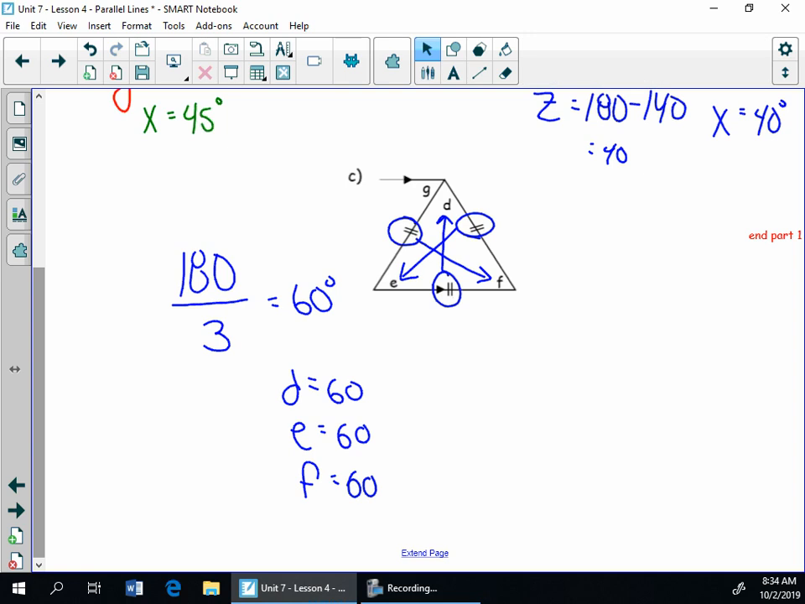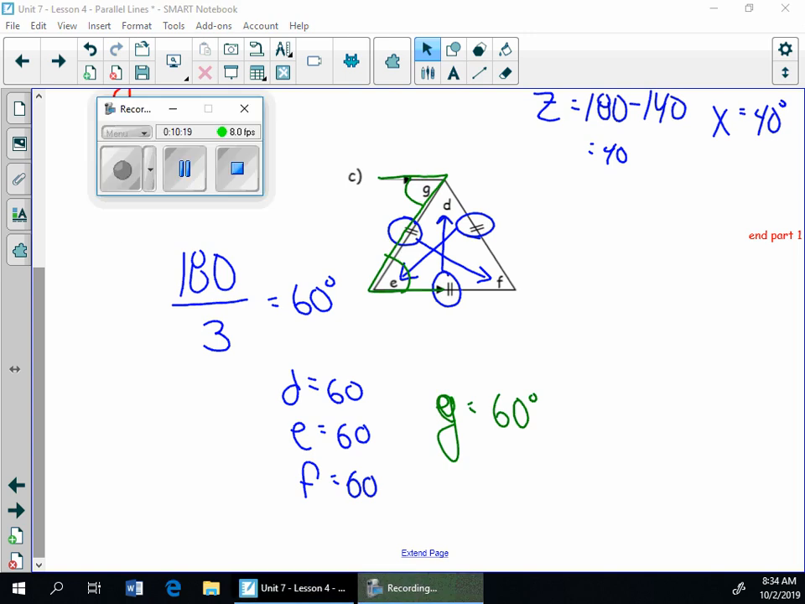How can I get G though? Well, if I take a look, here's our Z. E and G must be the same. So G must also be 60. And that's our Z pattern.